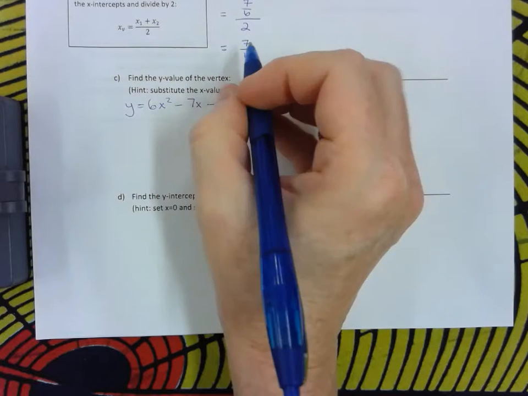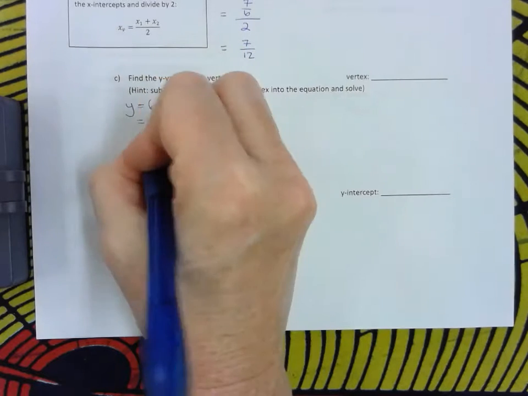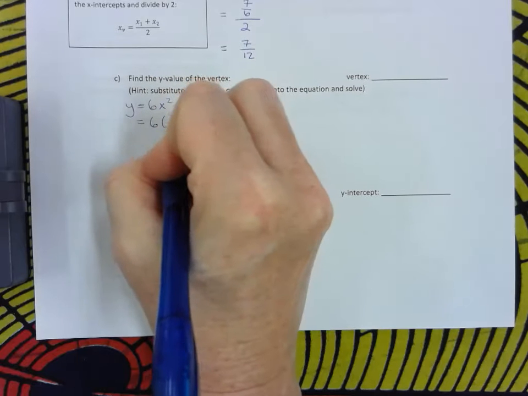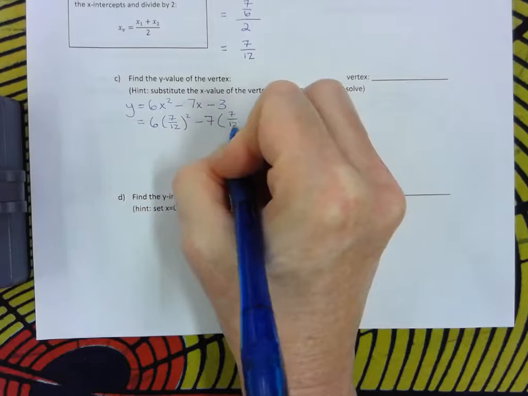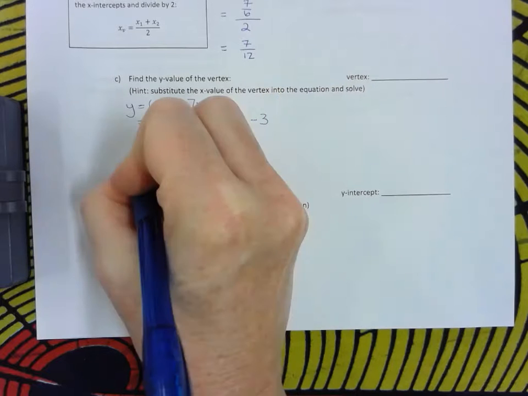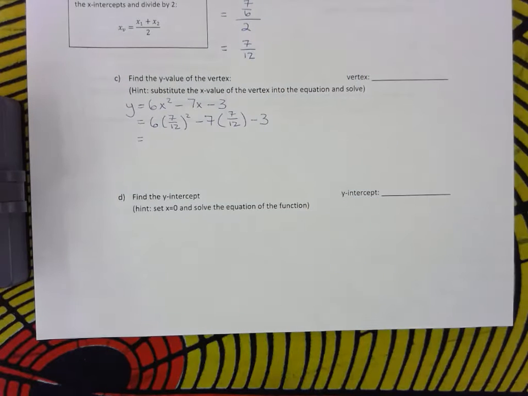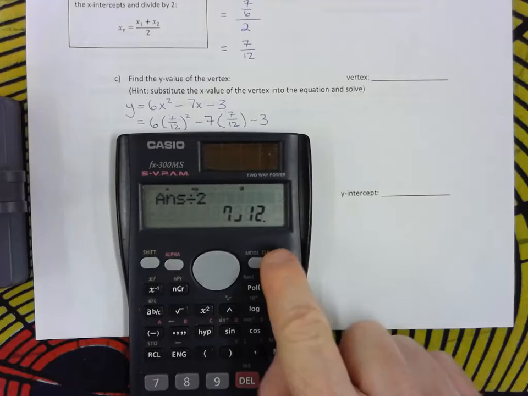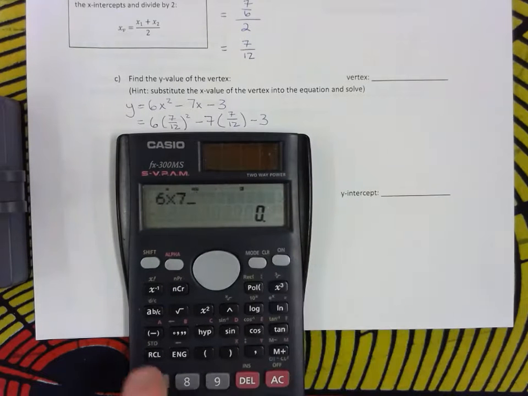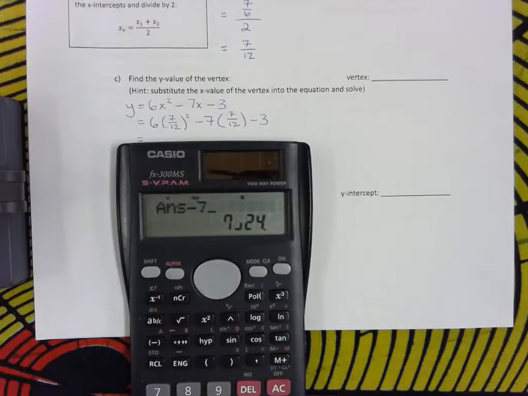And in this case, x is going to be 7/12. So we're going to replace x with 7/12. And then it's going to be squared, subtract 7, and we're going to replace x with 7/12, and then subtract 3. And once again, I'm going to let my calculator do all the work for me. So I'm going to bring the calculator in. Whoops, so I can actually see the function. All right, so I'm going to do 6 times, and then I'm going to do 7, hit the ABC button, and 12. And then I'm going to square it. Then I'm going to subtract 7 times 7 and the ABC button over 12, and then I'm going to subtract 3.